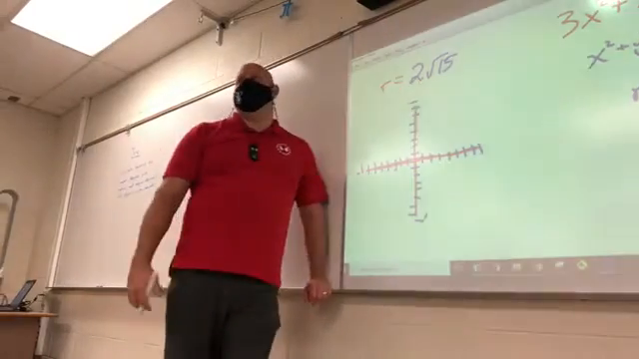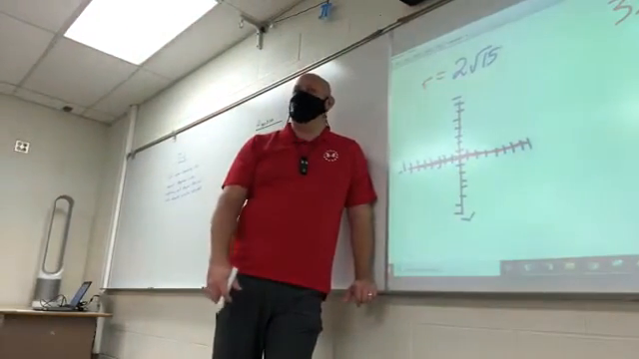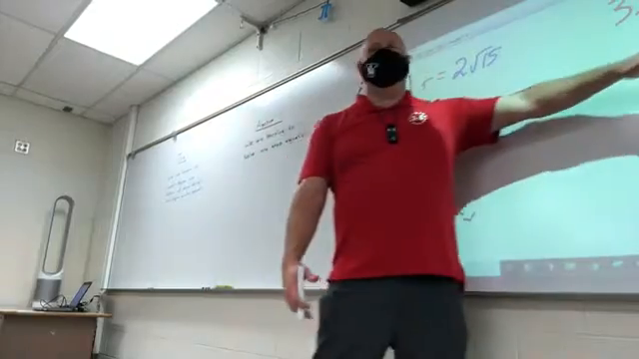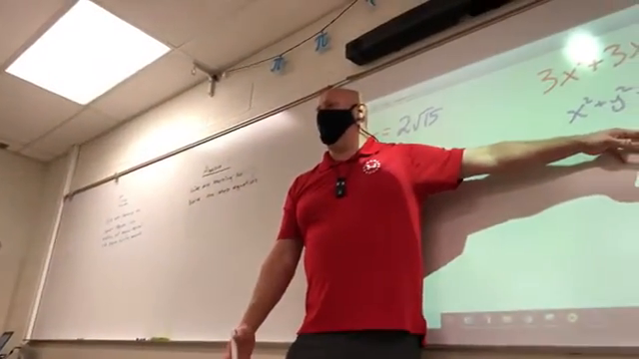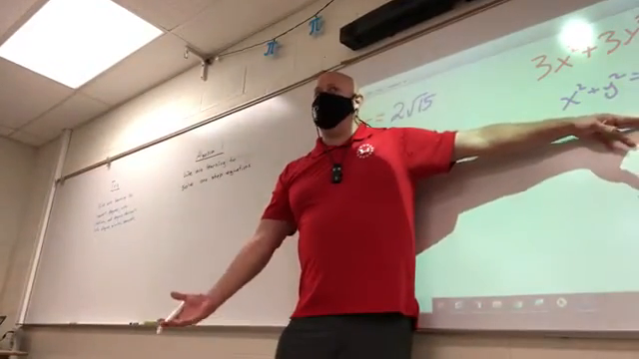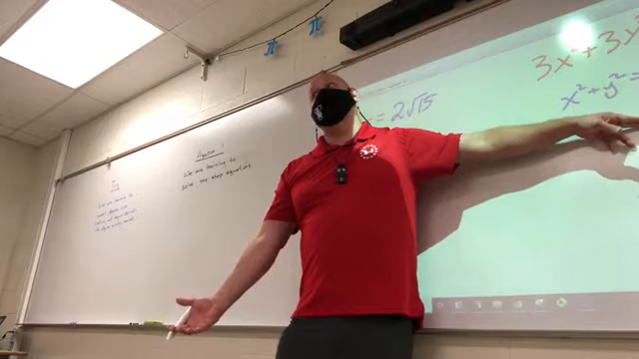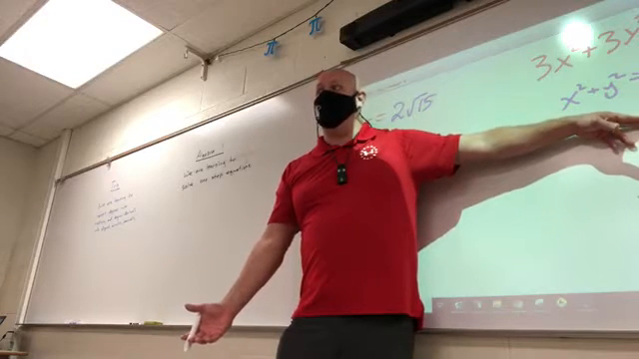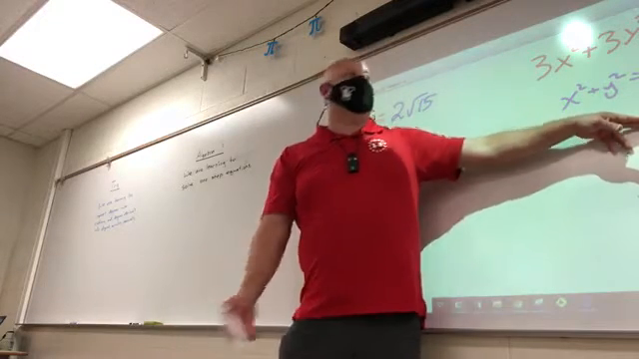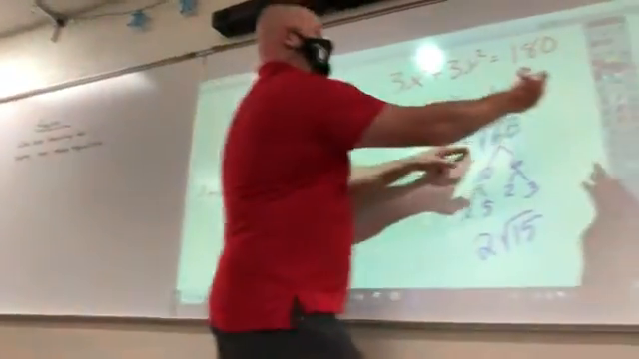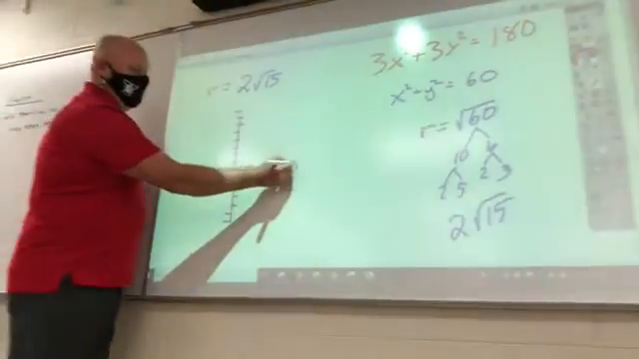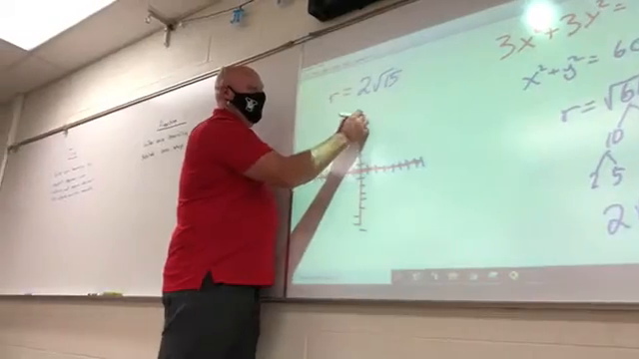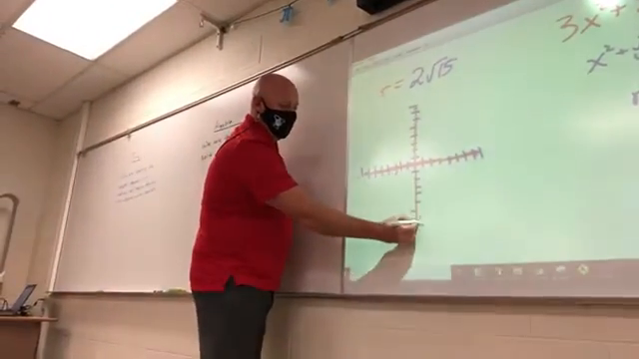How do I draw that graph? The radius is 2 root 15. It'd be easier to estimate what the square root of 60 is. Well, we know the square root of 64 is 8, so this is probably like 7.6, 7.7, something like that. So now you go over here and go, it's about here. 7 point something.